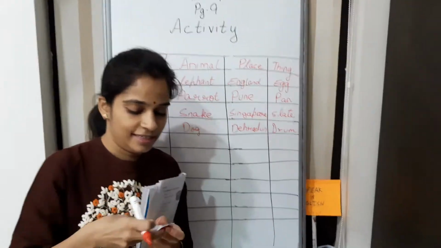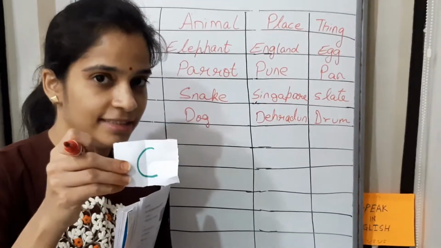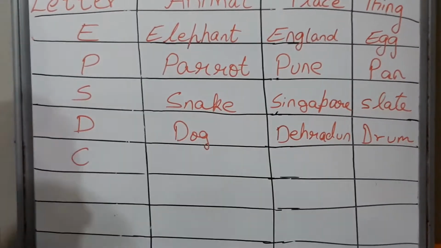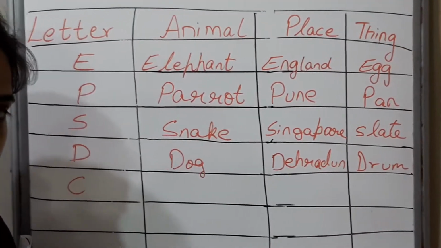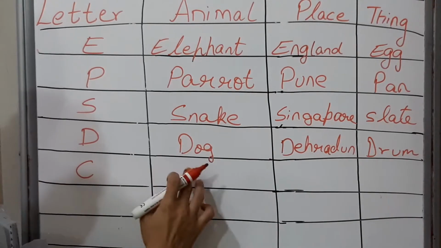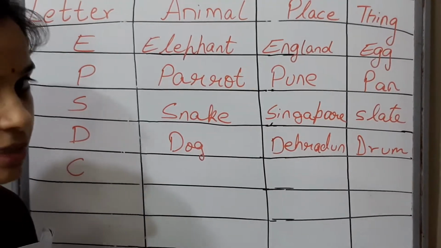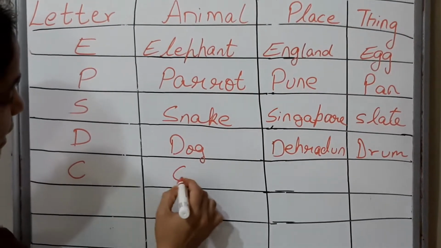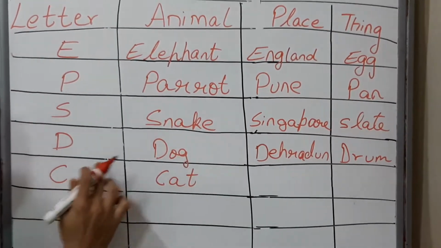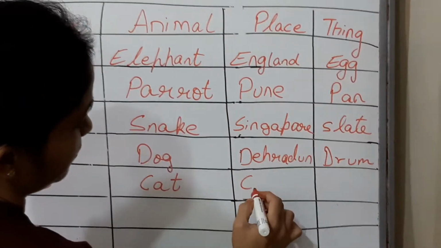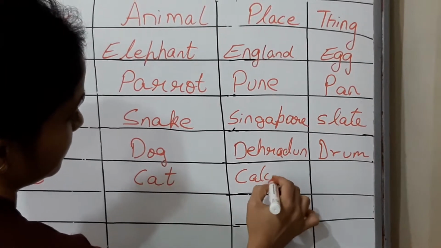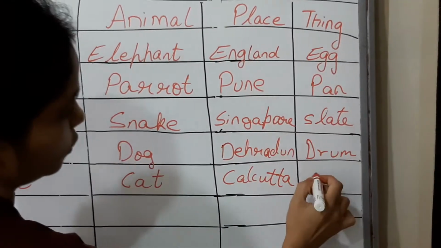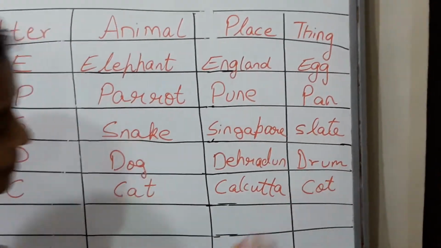Letter C. So, I am writing here C. What you have to do? Pause the video, write from C, animal, place, thing, and then see my answer. From C, animal, it can be cat. C, place, it can be Calcutta. From C, thing, cot, C-O-T, cot.